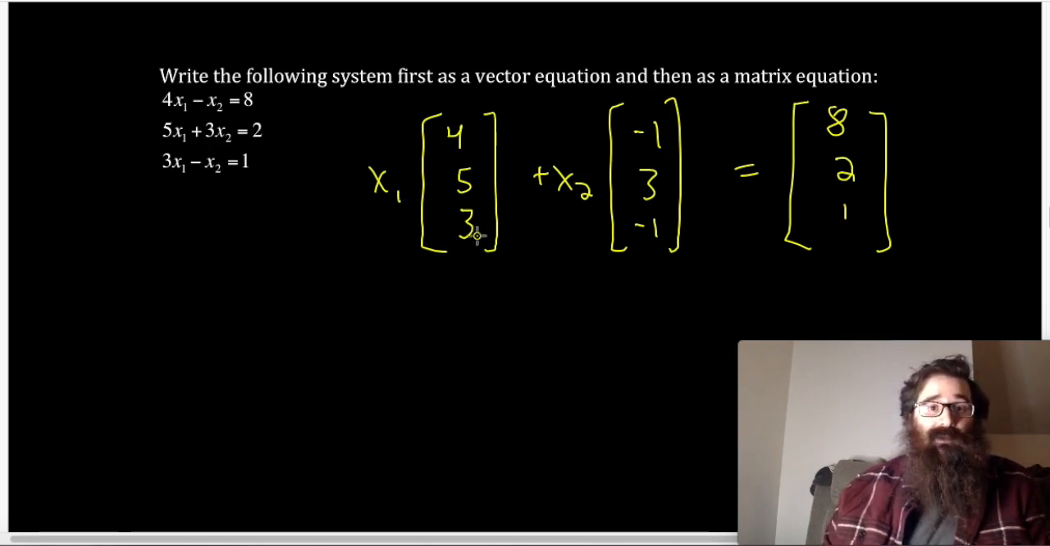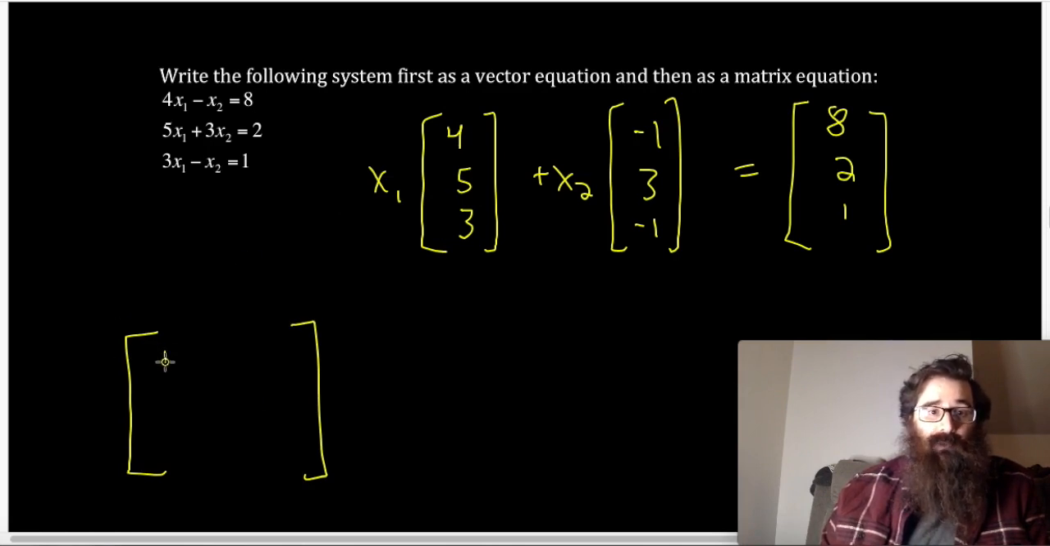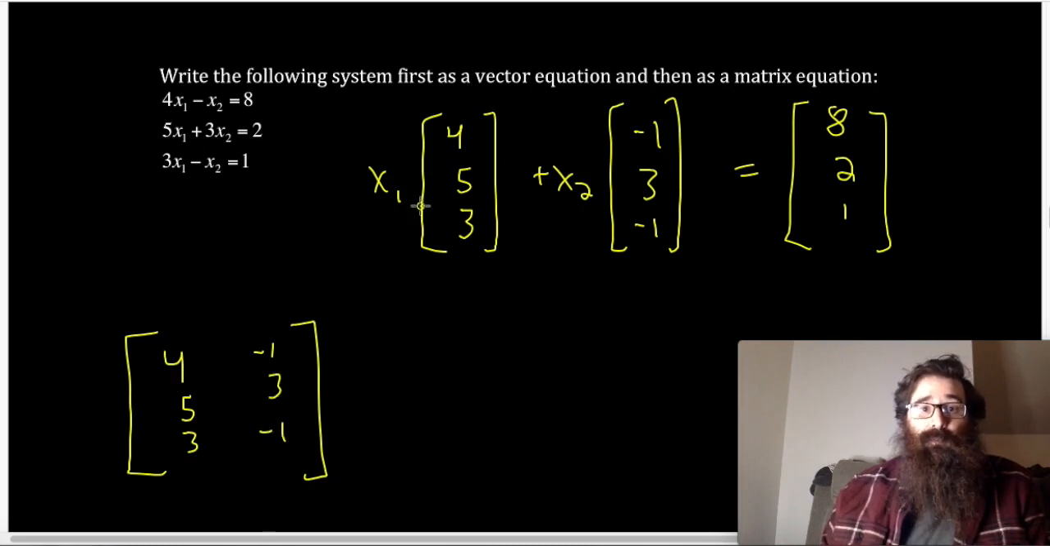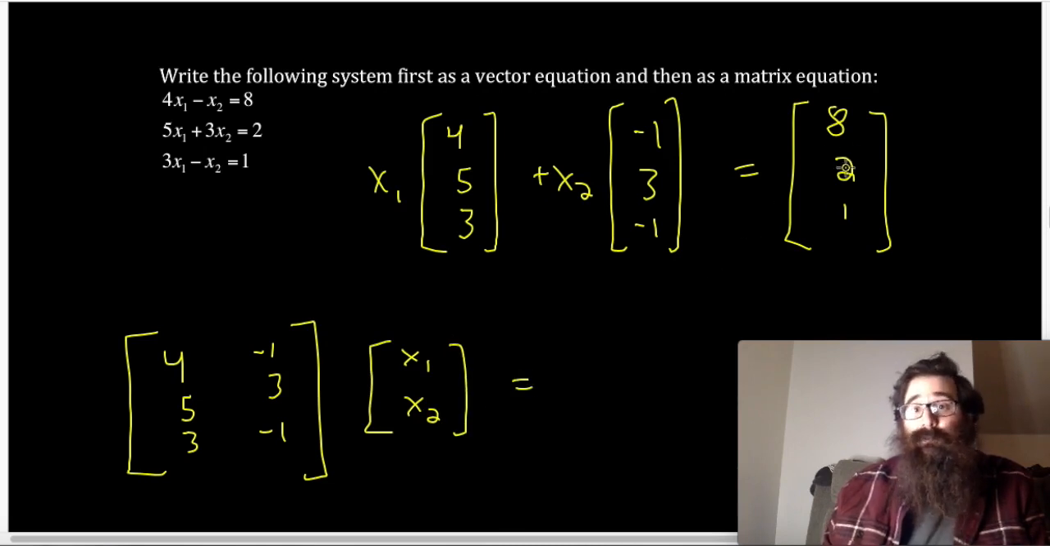So how am I going to build the matrix equation? Well, these column vectors I have should be the columns of my matrix. So that first column should be 4, 5, 3. That second column should be negative 1, 3, negative 1. And they should multiply by a vector. Here my vector should have these weights as entries in order. So respectively, x sub 1 and then x sub 2. And then this should be equal to that other side, right? Should be equal to that vector with entries 8, 2, 1.